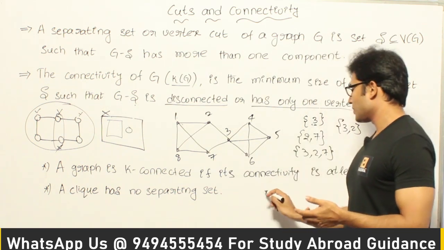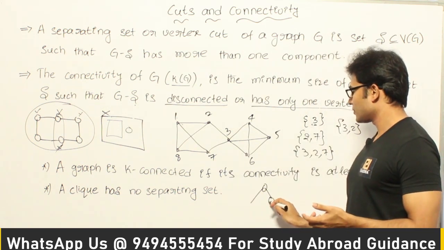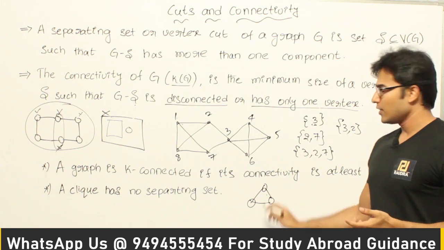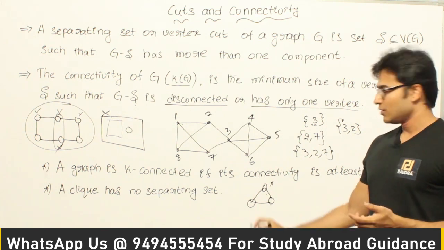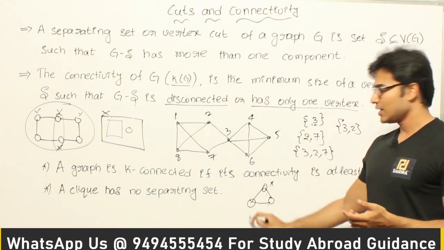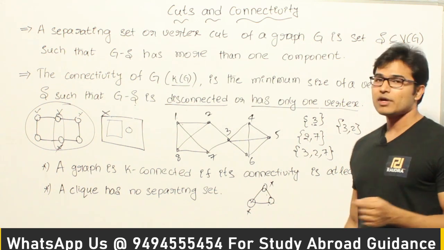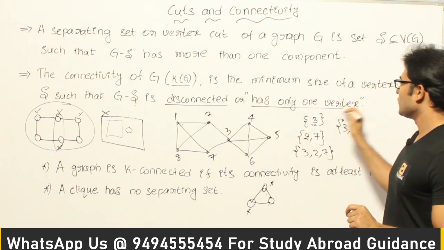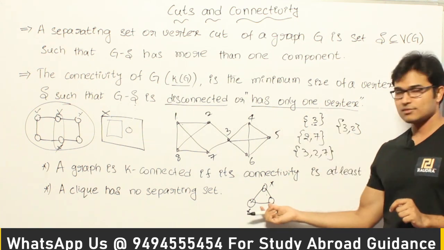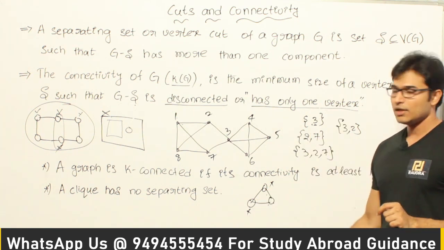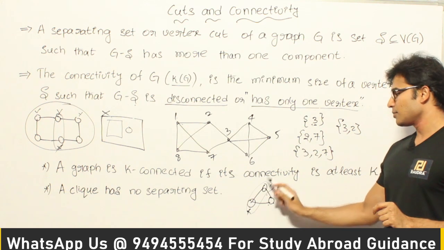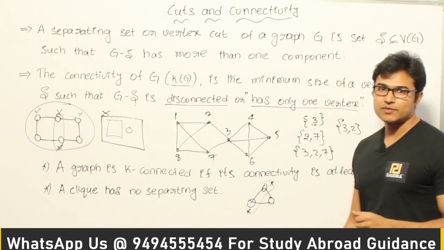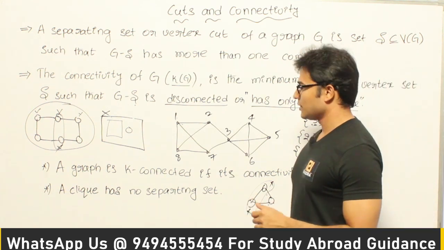What about the connectivity of a complete graph? In a complete graph, if you observe it, this is a complete graph, right? K3. If I delete this, you are going to have K2. If I delete this, then only you are going to have a single vertex. Now, according to the definition of connectivity, if it has only one vertex, then that also counts. Therefore, in a complete graph, the connectivity is n-1. Right? Okay, we shall see about it later.